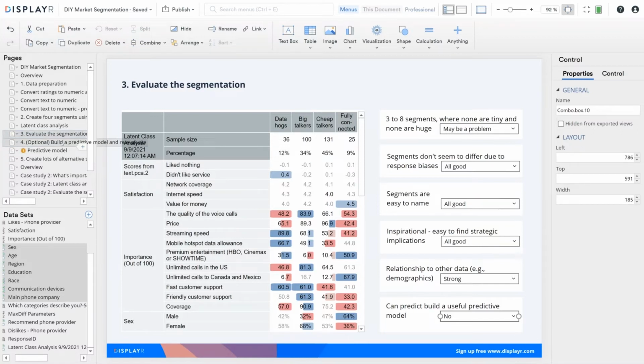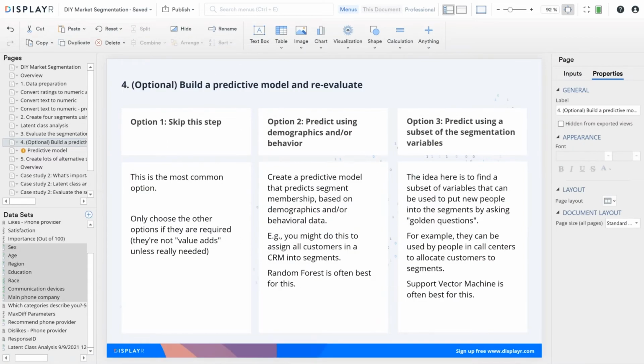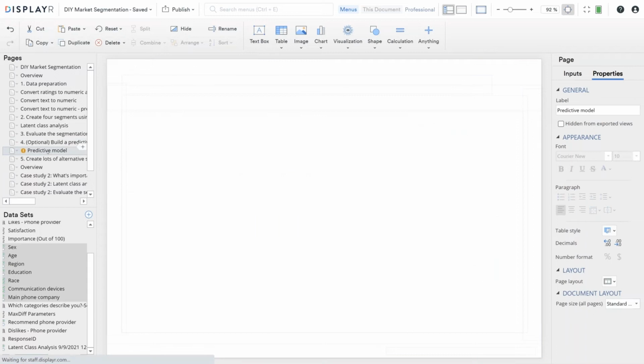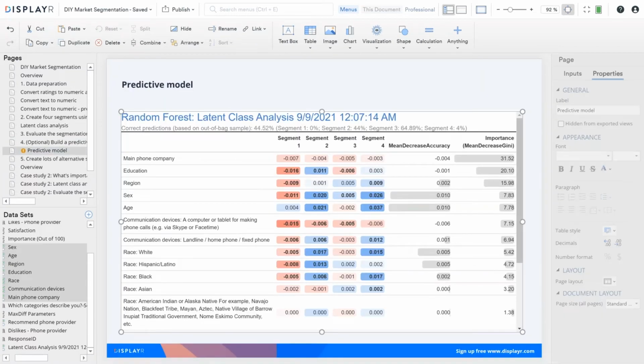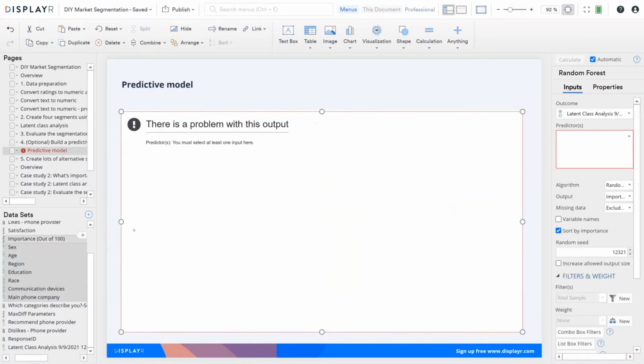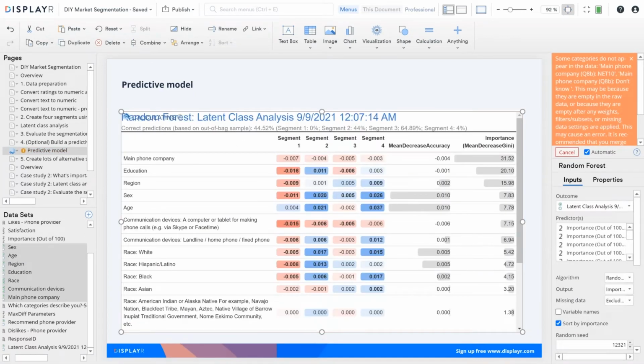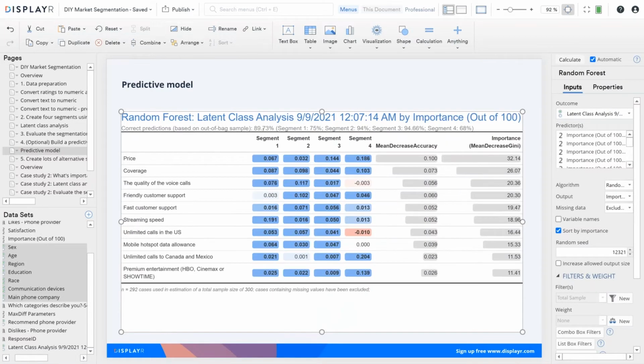Now, as I mentioned, there are some different approaches to segmentation predictive models. Here I did it based on demographics and behavioral data. There's a third approach, which is to predict using the actual same variables that you used in the segmentation. The way you do this is you drag across, in this case, our importance data as the predictors. And what we expect to see is much, much better predictive accuracy. Here it's up to 89, or basically 90%, and we could actually get it much higher if we played around with some things.